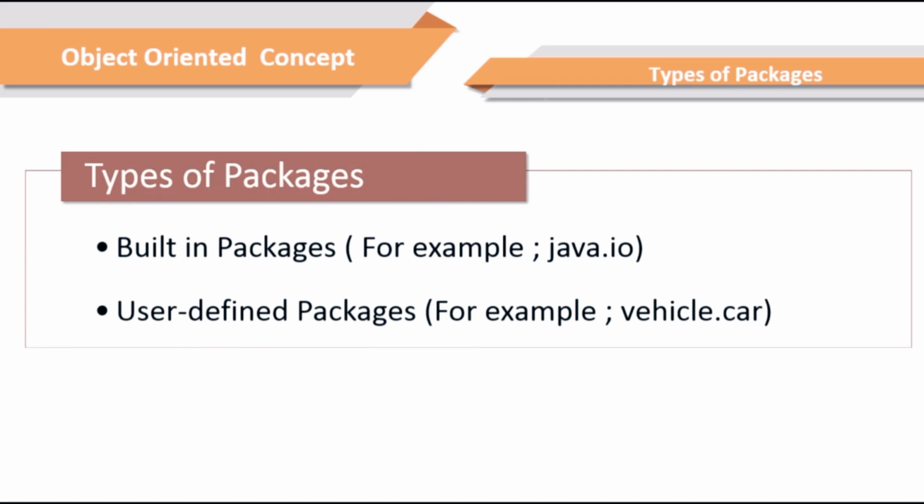Types of packages. So we have two types of packages in Java. Built-in package, the already defined package like java.lang, java.io, etc. They're known as built-in packages. You can also have a user-defined package. So the package we create is called a user-defined package. For example, the one that we used earlier, vehicle.car. That's a user-defined package.